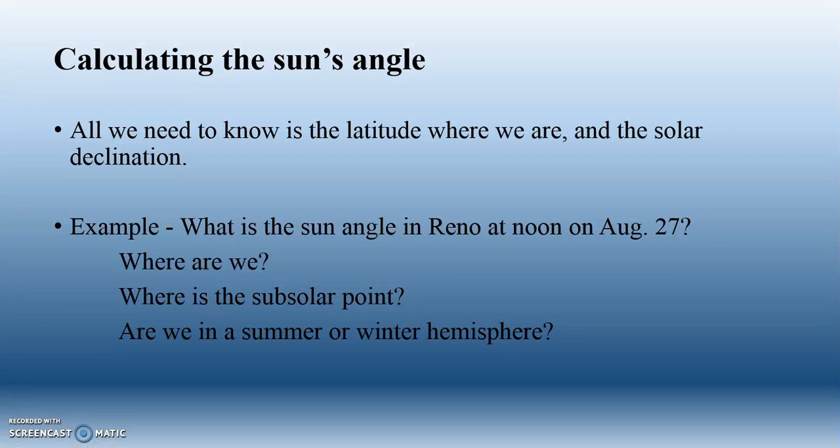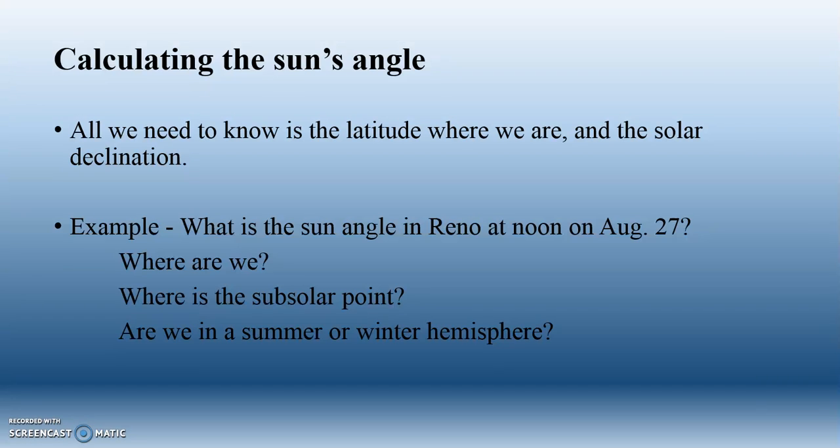Okay, so we are going to be calculating the sun's angles today in this week's class discussion. So basically, in order for us to be able to calculate the sun's angles, all we need to know is the latitude of where you're at, which is often described as the observer, and the solar declination, so the angle of the sun. So for example, what is the sun angle in Reno at noon on August 27th?